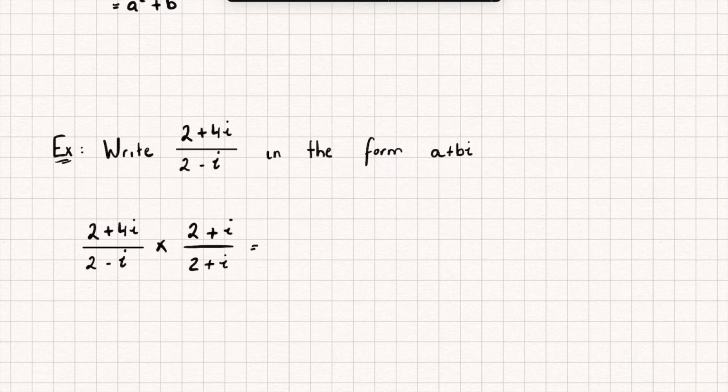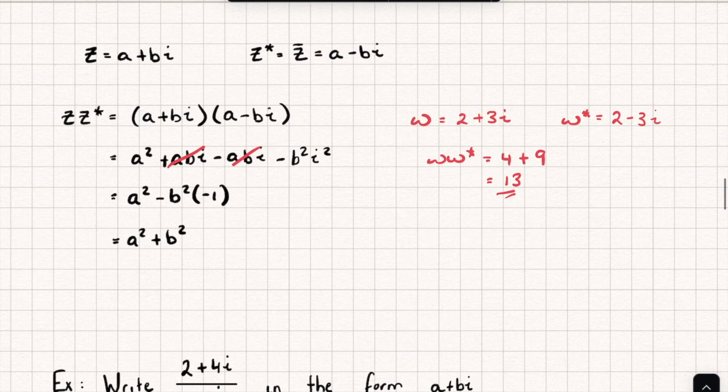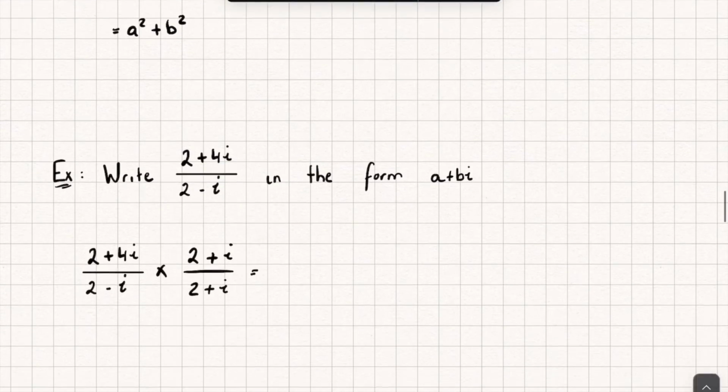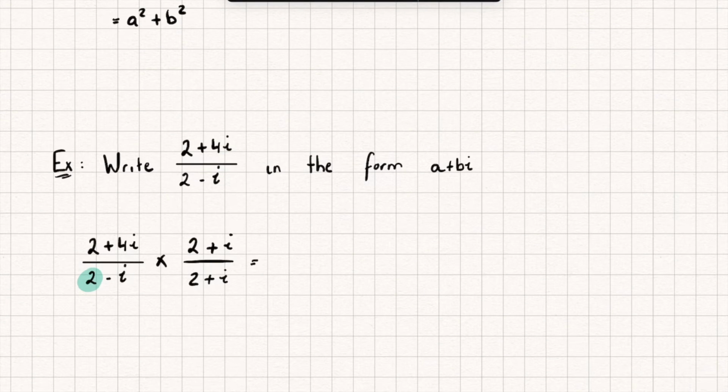Now remember the result we got here, the denominator is just going to be 2 squared plus 1 squared. You could actually multiply it out for yourself, but hopefully you can see how that relates. So my new denominator is 2 squared plus 1 squared. And for the numerator, I'm actually going to multiply this out. So I'll draw lines so it's clear to see what I'm doing.